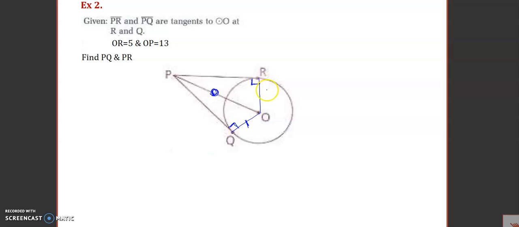I'm given that OR is 5 and OP is 13. So that means PR is 12. And if the two triangles are congruent, that means PQ is 12. Now, let's consider, what if we weren't given 5 and 13? Could we have still made the inference that PR is congruent to PQ?